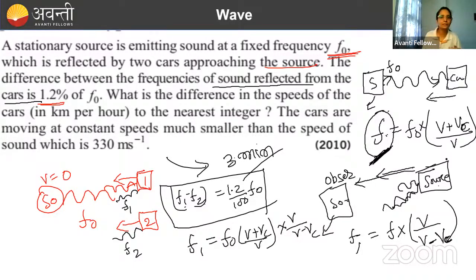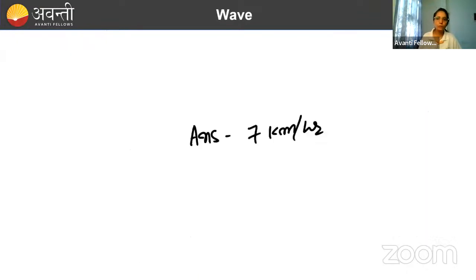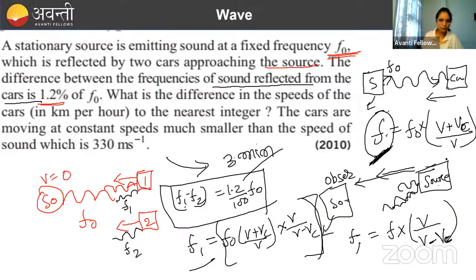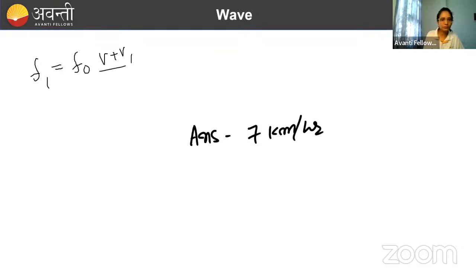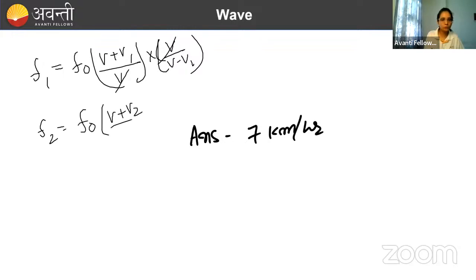Now here the velocities of the cars are different. So for F1, we will be writing the velocity of the first car, and for F2, we will be writing the velocity of the second car. But the formula will be the same in both cases, right? So let's write it. F1 is F naught (V plus V1) by V into V divided by (V minus V1). Now this V and V cancel. What will F2 be? F naught (V plus V2) by V, calculating for the second, V by (V minus V2), V and V cancel.